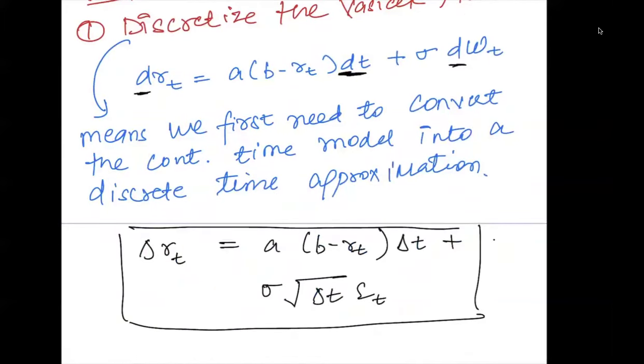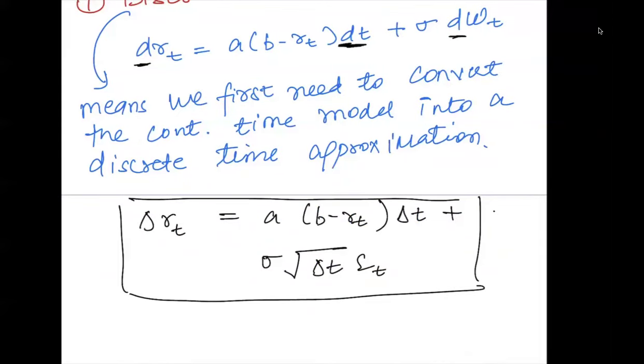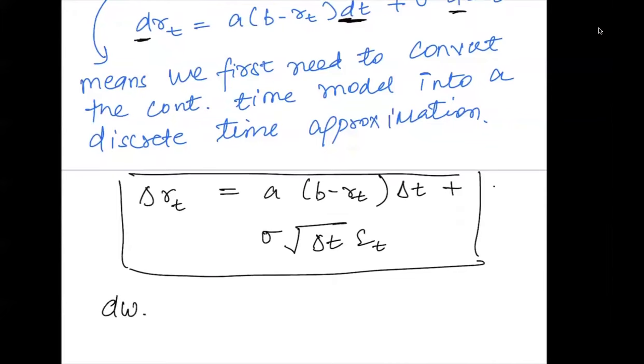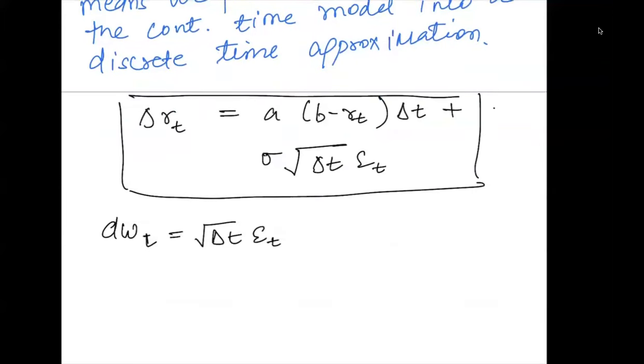So these will be discretized from continuous to discrete form. So this is what the equation is. Now dWt is nothing but your Wiener process, right? And if you see, the Wiener process becomes nothing but this square root of delta t times epsilon t, right? So what is delta t? Delta t is nothing but the time increment, let's say 1 day.